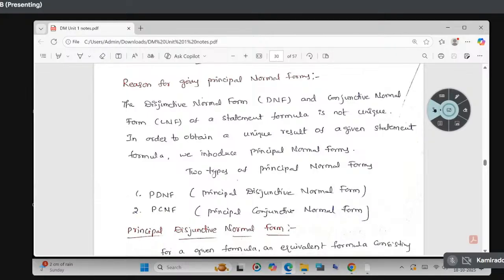PDNF. Shall we move on to PDNF, PCNF? Yes. Right. So there is this particular PDNF and PCNF. So what is the reason? Let us see.